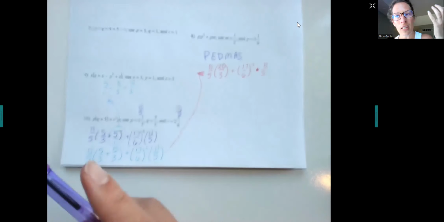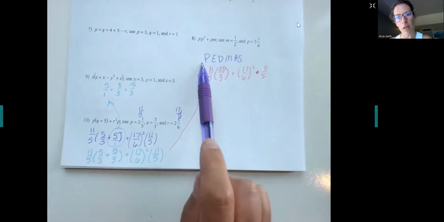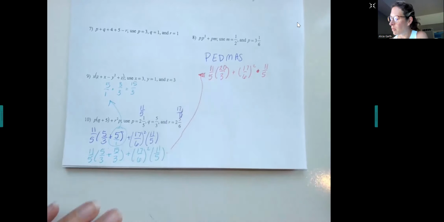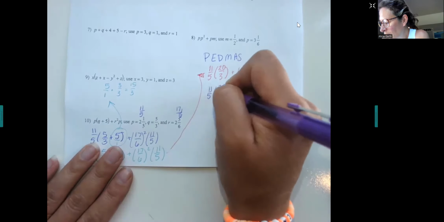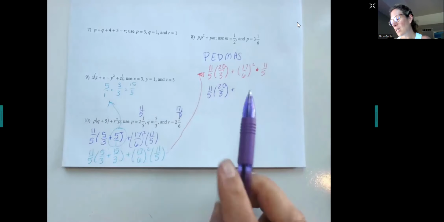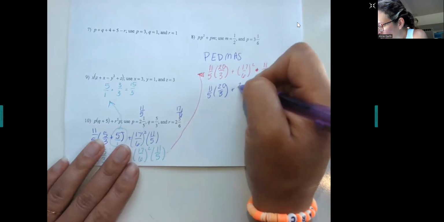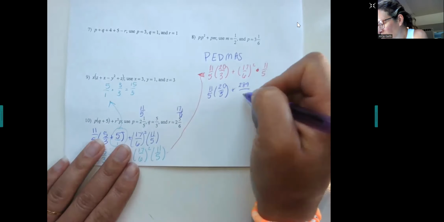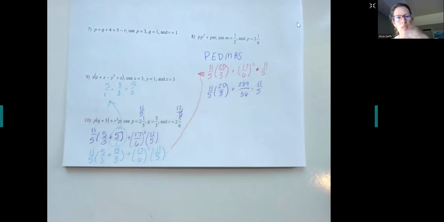I'm going to rewrite everything else except this where I'm actually doing that squaring. We've done our parentheses. Now we're doing our exponents. So I am rewriting the 11/5 times 20/3 plus, now I'm doing that square. 17 squared is 289. 6 squared is 36. That is being multiplied by 11/5. We're going to leave our answer in fraction form.